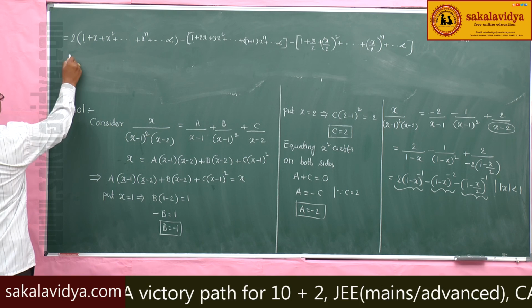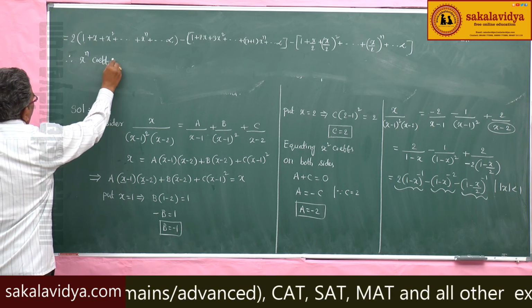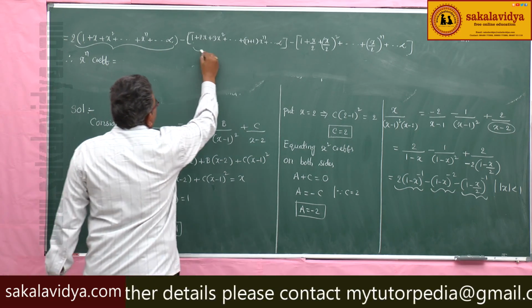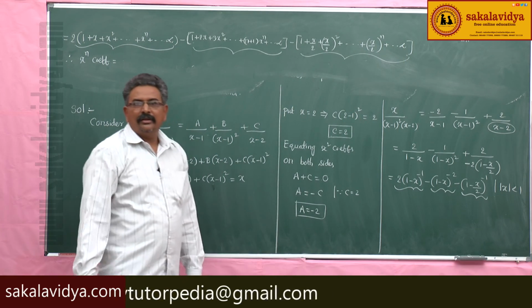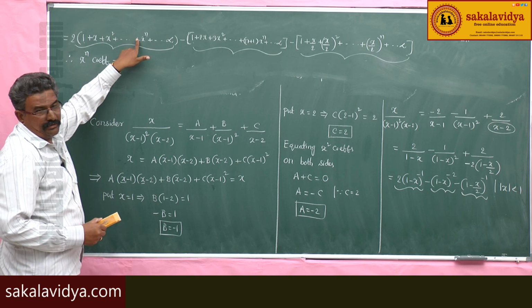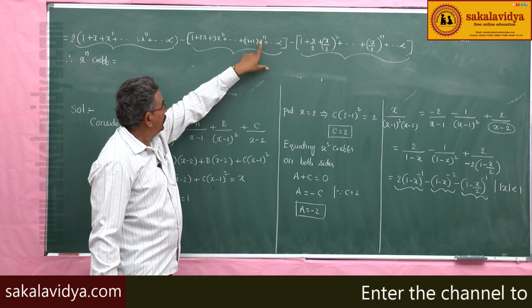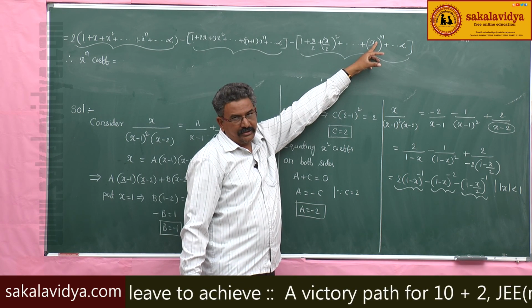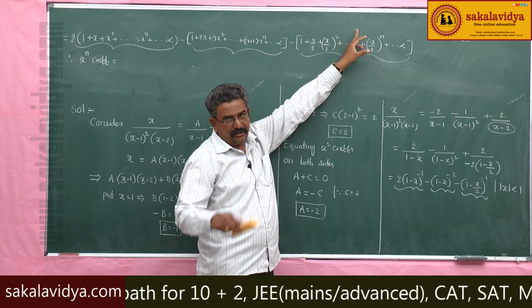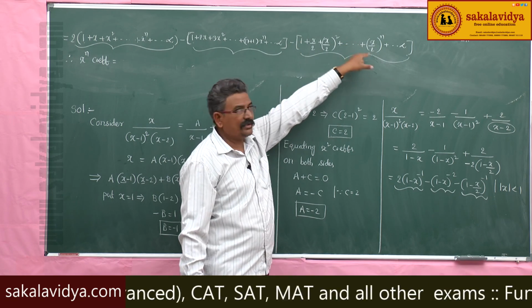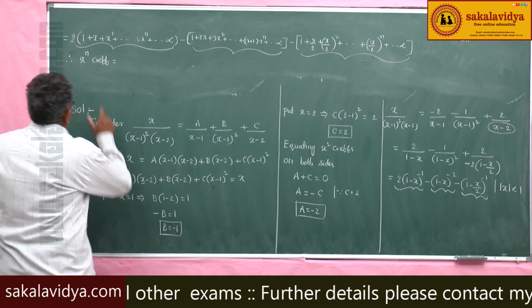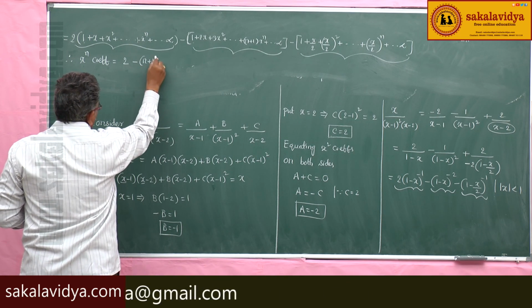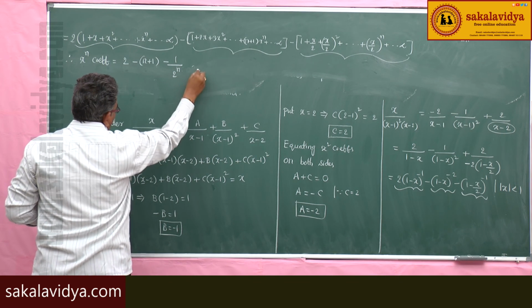So to find the x to the power of n coefficient, we have to pick up the x to the power of n coefficient from this expansion, from this expansion and from this expansion simultaneously. What is the x to the power of n coefficient? That is 1. What is the x to the power of n coefficient in the second expansion? That is n plus 1, but we have minus, so we get minus of (n plus 1). What is the x to the power of n coefficient here? This is x to the power of n by 2 to the power of n, so quite obviously it is 1 by 2 to the power of n. This is minus, so minus of 1 by 2 to the power of n. So now the x to the power of n coefficient is equal to 2 times 1, minus of (n plus 1), and minus 1 by 2 to the power of n. So hence the problem has been completed.